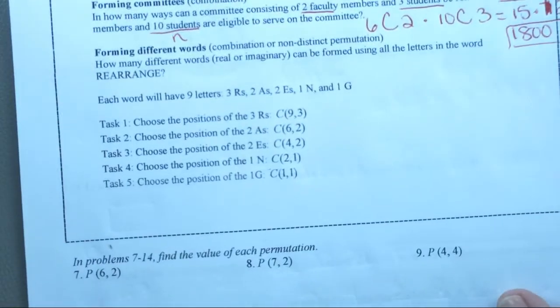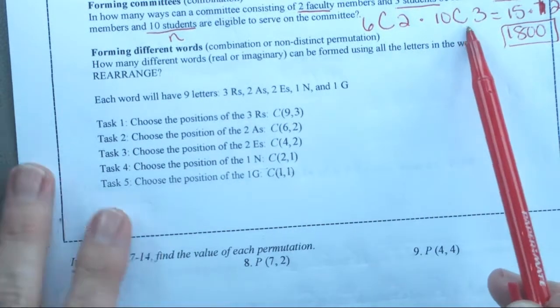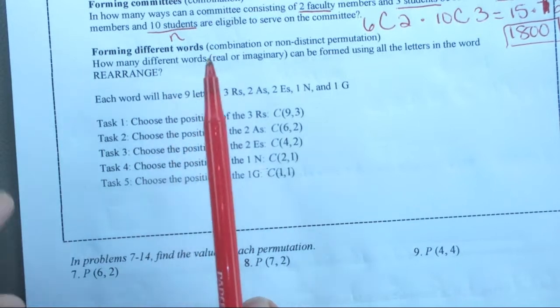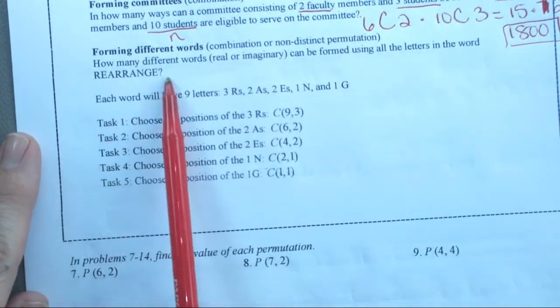Alright, so the last thing we're going to look at is forming different words. This is going to work a lot like the one we just did up here. They want to know how many words, real or imaginary, can be formed using all 3 letters in the word rearrange.